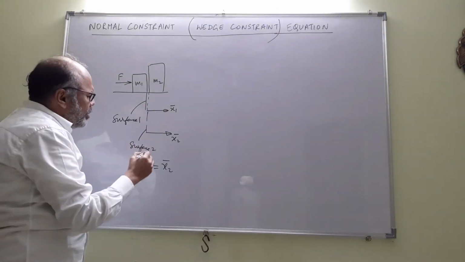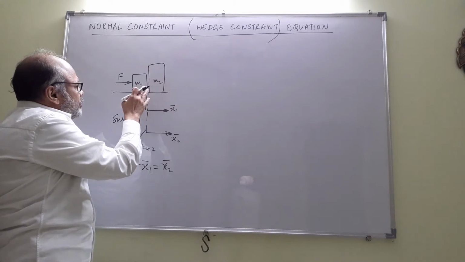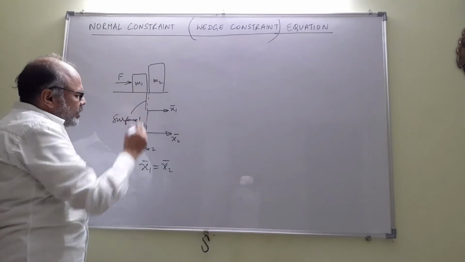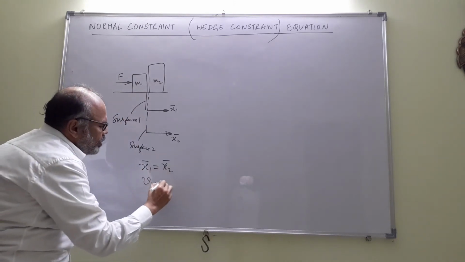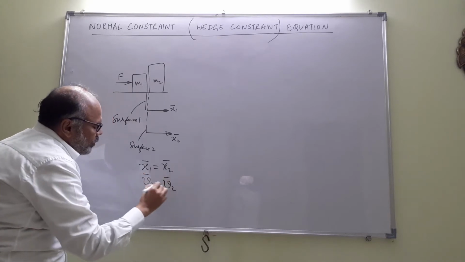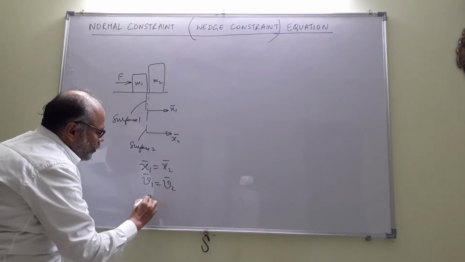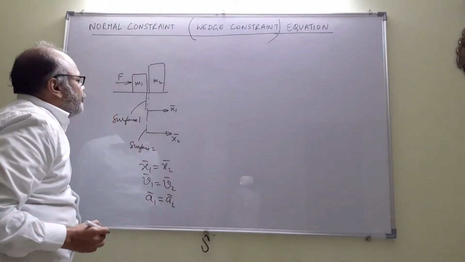So therefore, when the contact is not disturbed, we say x1 equals x2, or v1 equals v2 if you differentiate it. You take the derivative, you get v1 equals v2. If you again differentiate it, you will get a1 equals a2.